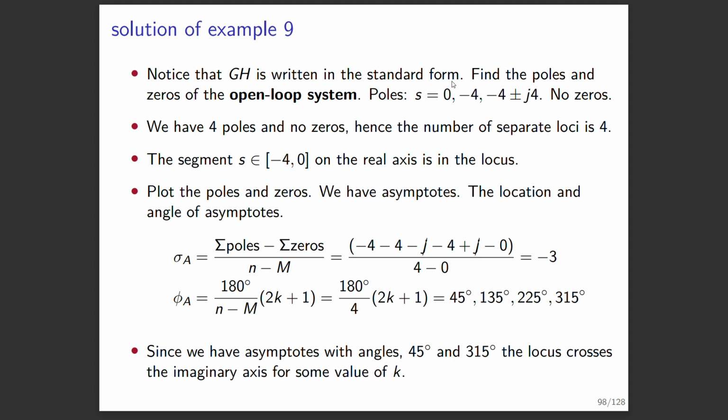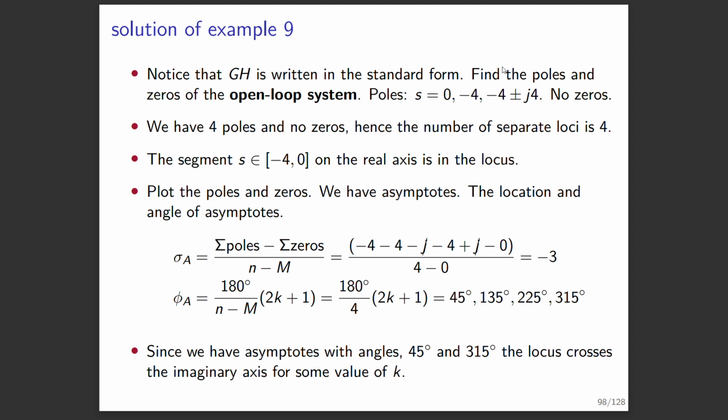I have a pole at the origin, one at -4, and two at -4 plus j4 and -4 minus j4, and I have no zeros. So we have 4 poles and no zeros. The number of poles is more than zeros, hence the number of separate loci is 4.